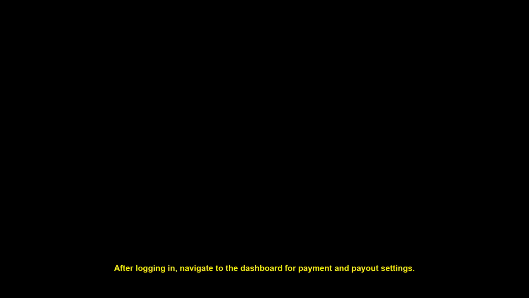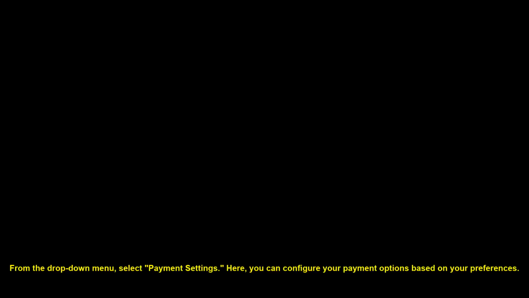After logging in, navigate to the dashboard for payment and payout settings. To view payment settings, click on Account Settings in the menu. From the drop-down menu, select Payment Settings. Here, you can configure your payment options based on your preferences.